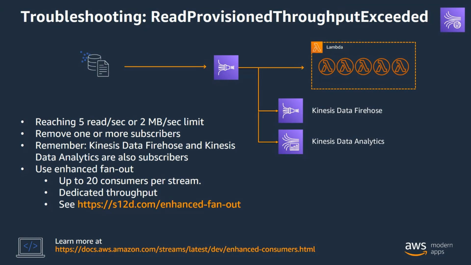If you need all the subscribers on the stream, one way to solve this is to use enhanced fanout. This feature enables consumers to receive records from a stream with a throughput of up to 2 megabytes of data per second per shard. This throughput is dedicated, which means that consumers using enhanced fanout don't contend with other consumers that are receiving data from the stream. Kinesis pushes data records from the stream to consumers using enhanced fanout, meaning these consumers don't need to poll for data. To see how this works with Lambda consumers, see the compute blog post at s12d.com/enhanced fanout.